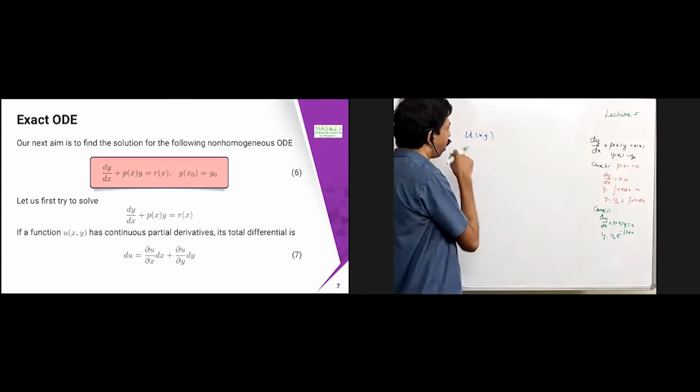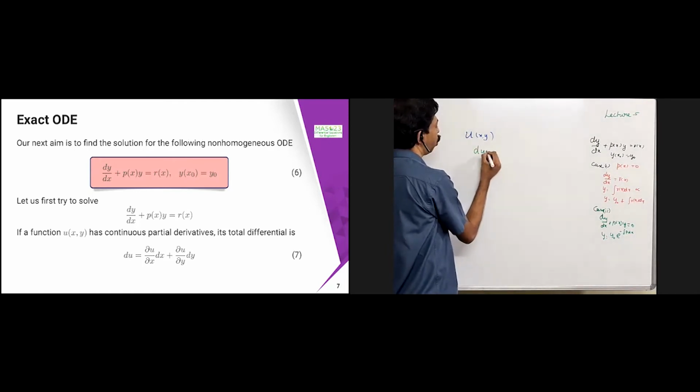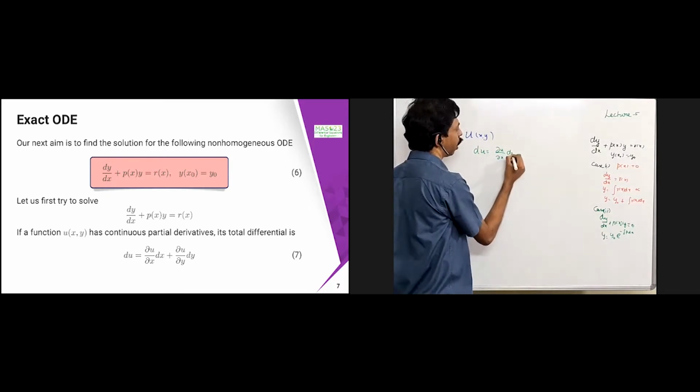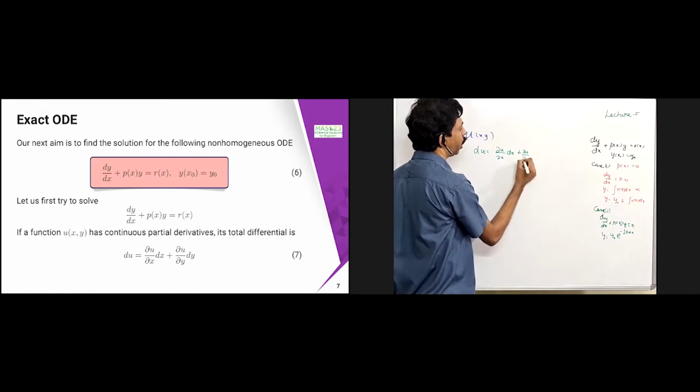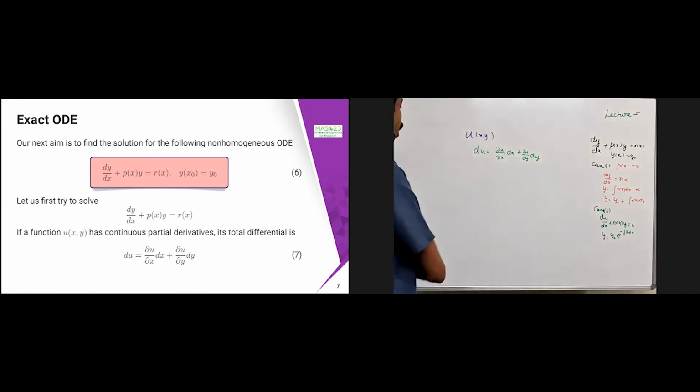Both x and y. Then we define the total differential of this one, which I call du. du is called dou u by dou x into dx plus dou u by dou y into dy. So if u of x comma y is given, then this is called the total differential of u.